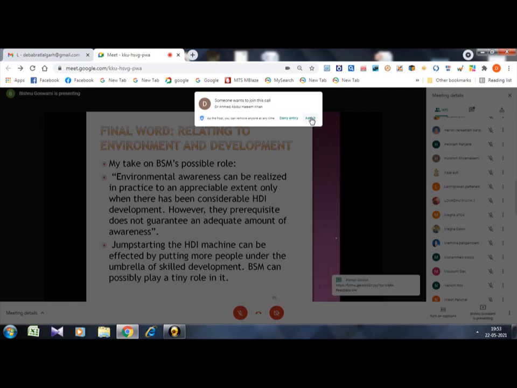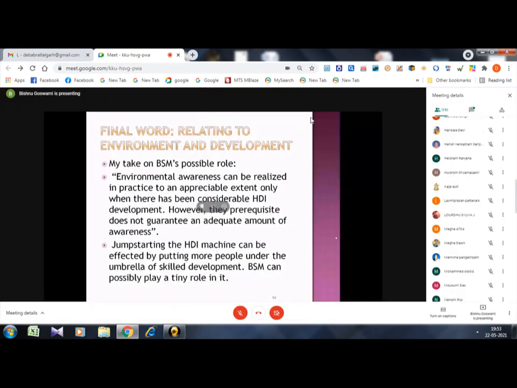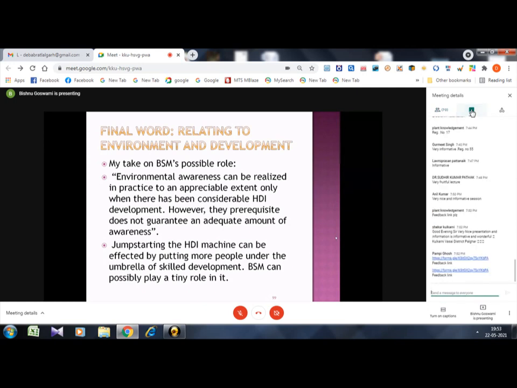So jumpstarting this HDI machine can be effected by putting more people under the umbrella of skill development. We have skilled and unskilled development, but in the coming years, we see a gradual phasing out of unskilled development, because we have these computers, we have machines, we have these corporates and whatnot, and this HDI machine can be jump started only by putting more people under skill development. And in this skill development, such as in software development and related roles, BSM can possibly play a tiny role.